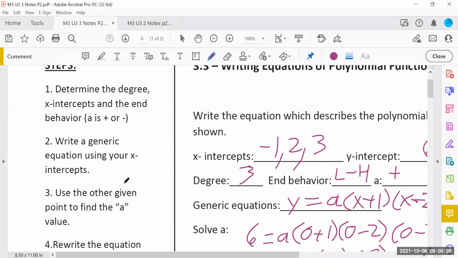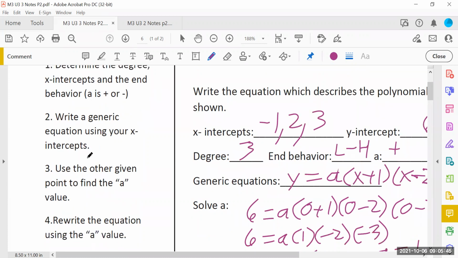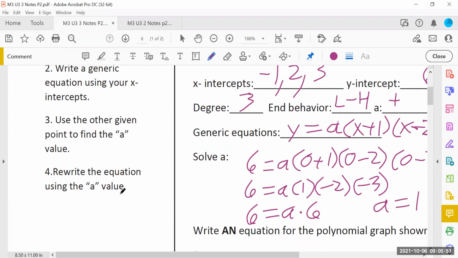So over here, these are the first steps you're going to do. Whenever you're writing the equation for one of these graphs, determine the degree, find the x-intercepts, the end behavior. Is a positive or negative? Is the leading coefficient positive or negative? Write a generic equation using the x-intercepts. Use the other given point to figure out what a is, and then rewrite the equation with a.